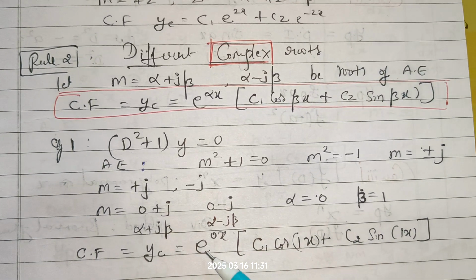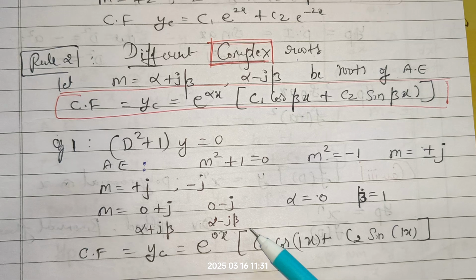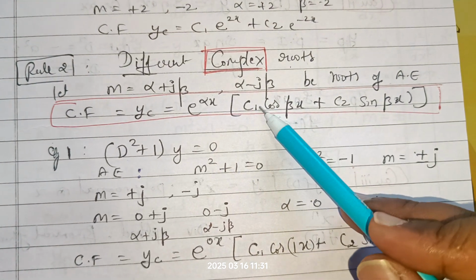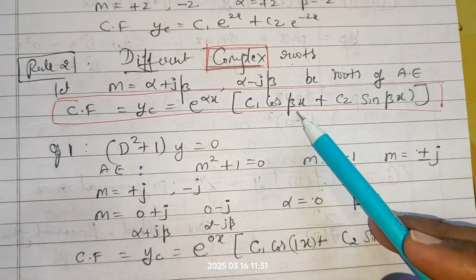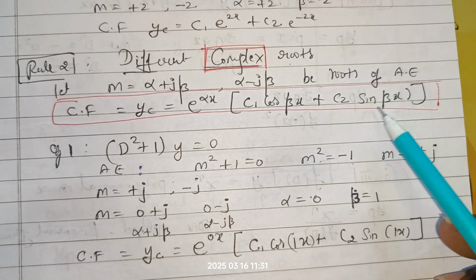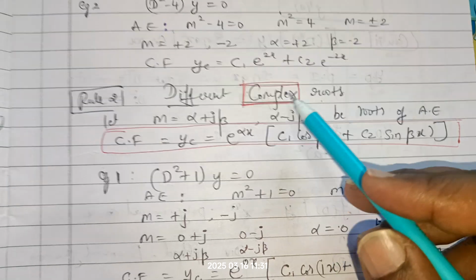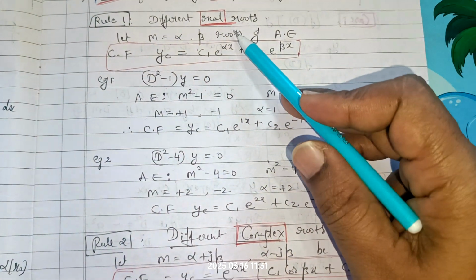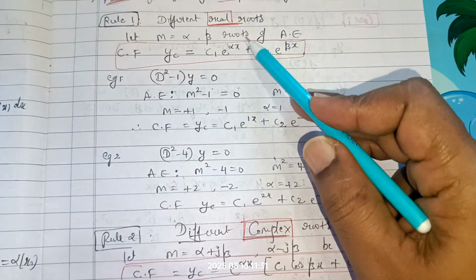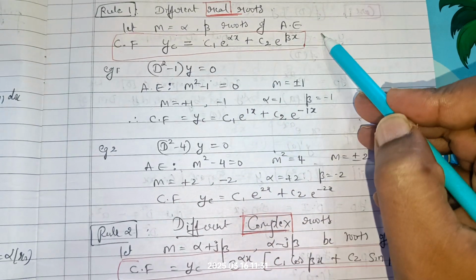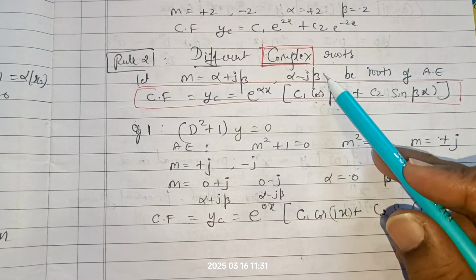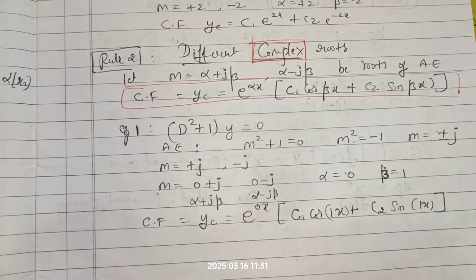So the complementary function yc equal to e power 0x, since alpha is 0, into (c1 cos x plus c2 sin x), where the beta value is 1 in both places. Okay, so this is when the roots are complex. This is the complementary function when the roots are real, and this is the complementary function when the roots are complex.